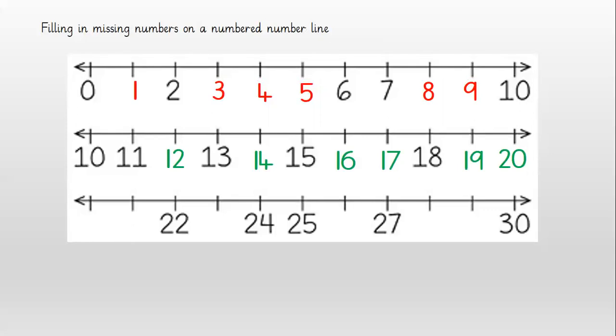Did you manage to work it out correctly? Have a check with mine. And then let's have a look at the next one. Now I don't have a start number, but I've got 22, 24 and 25, which tells me it's going up in ones.